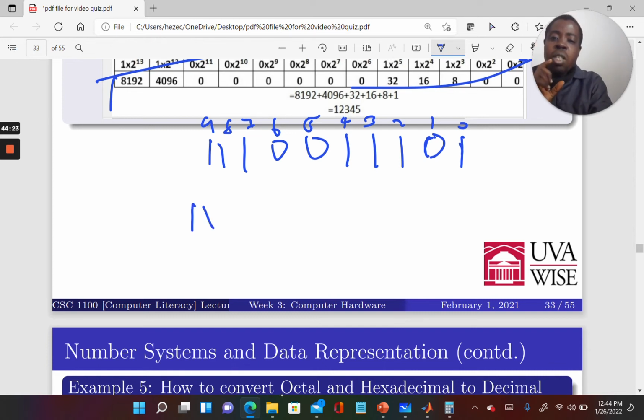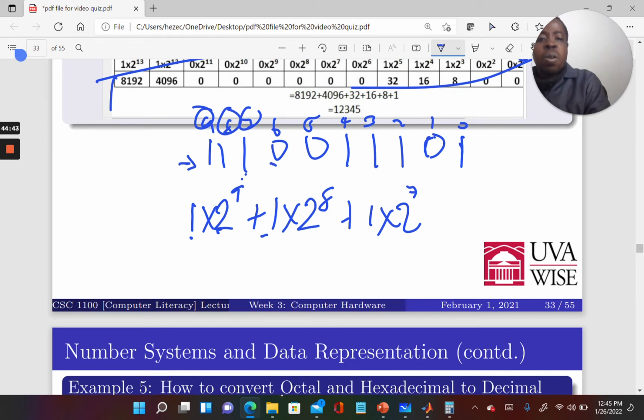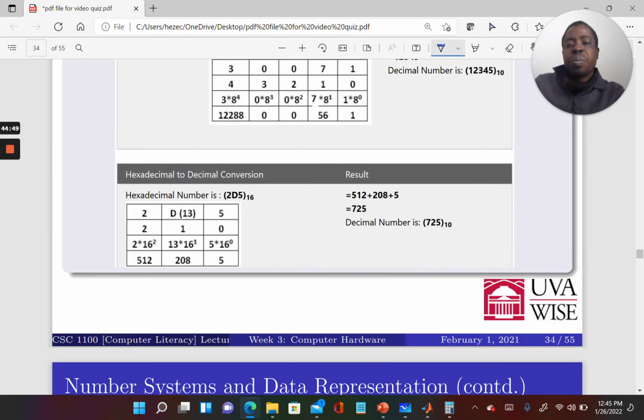So 1 times 2 raised to power 9 plus 1 times 2 raised to power 8. See, all this one here are the numbers here. But the base 2, the 2 will be the same. And the power will vary based on what you have here. Plus this one times 2 raised to power 7. 0 here. Plus 0 times 2 raised to power 6 on top of it. And so on and so forth.